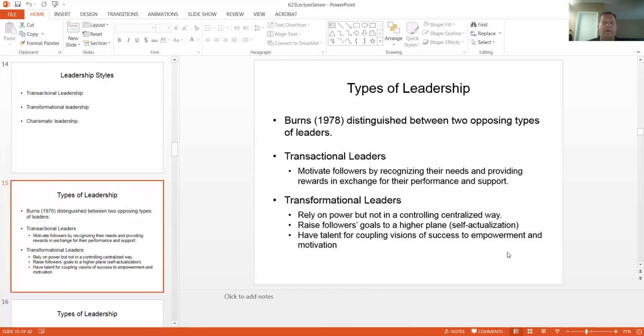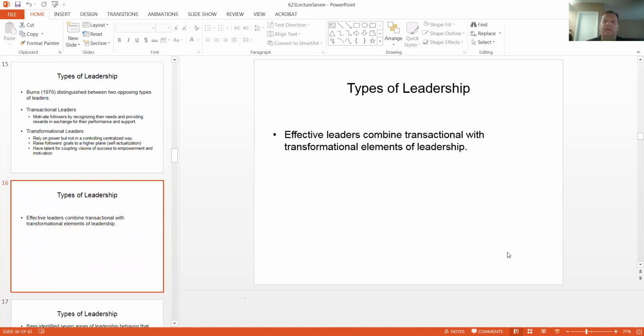Transformational, obviously, is different in that it relies upon power, but not in terms of providing incentives necessarily. It's not a controlling, centralized type of power, but rather it's more about working with employees to get them to that level of self-actualization, to show them how their efforts can lead to their goals as well as organizational goals. Very much about empowerment, bringing a vision, bringing an idea that everyone can work together into the organization.